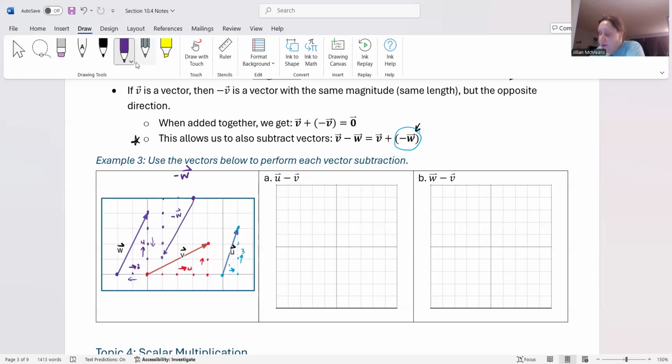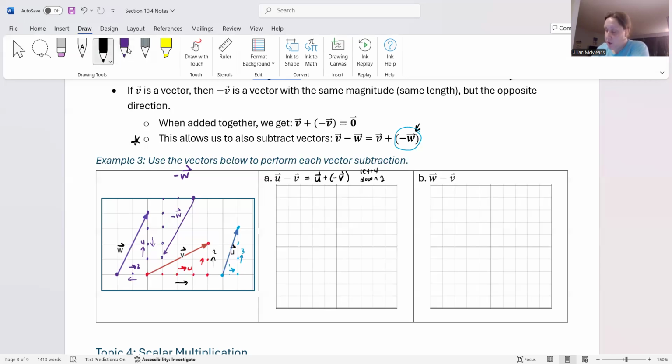Okay, so for part A, we have vector U minus vector V. I'm going to rewrite that as vector U plus negative, or opposite, of vector V. Now, for this negative vector V, or the opposite of vector V, whatever you want to say, let's really think about what we did for vector V. So we went to the right 4, and then we went up 2. So what we want to do here is go to the left 4 and down 2. Okay, so when we do our addition, we're going to add the opposite of vector V.